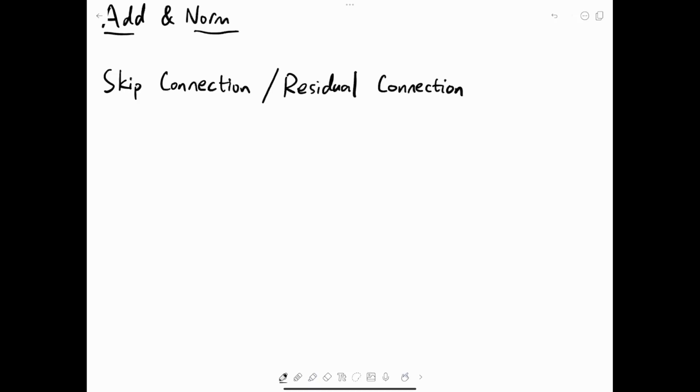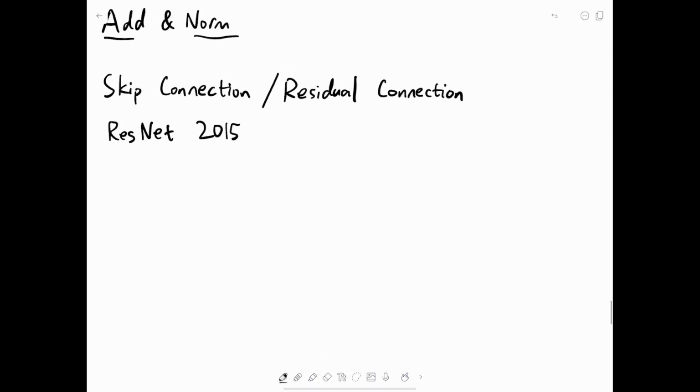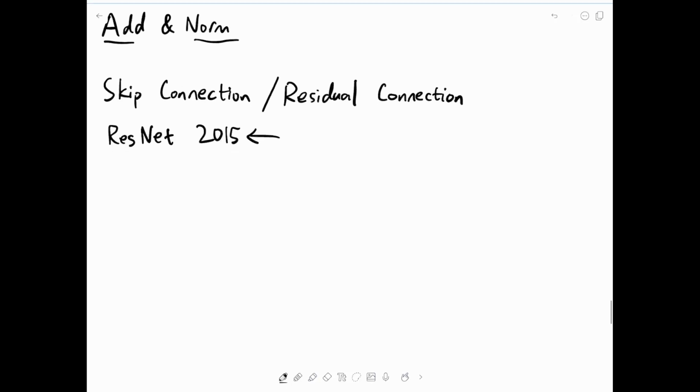And the residual connection was introduced in the paper ResNet in 2015, published in Microsoft Research by Kaiming and others. So if you want to read more about skip connections, I encourage you to reference this paper.